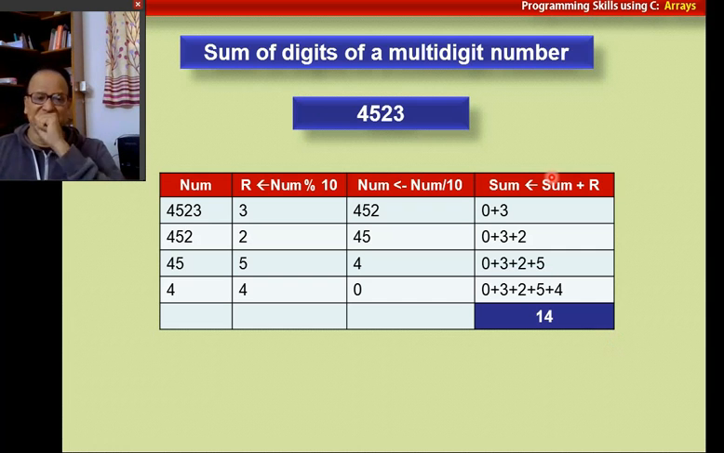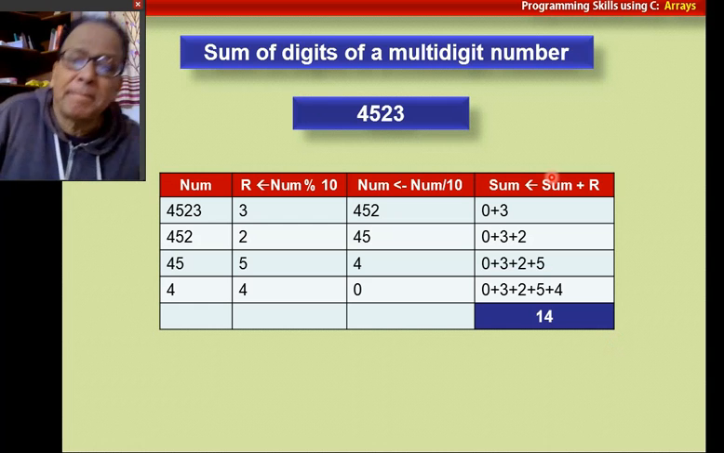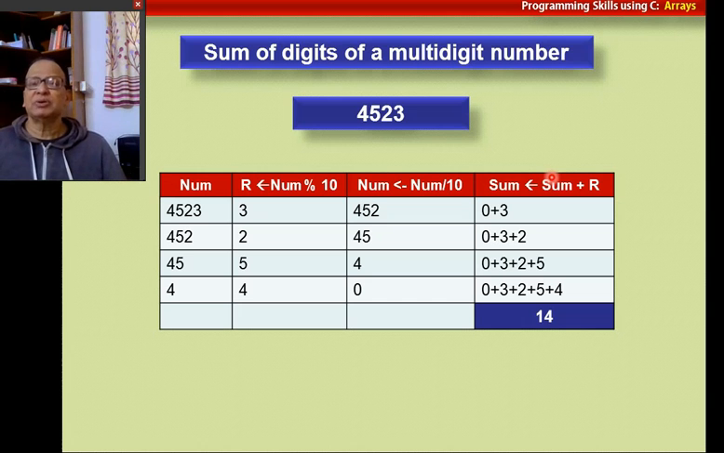Sum of digits of a multi-digit number. So, for example, 4,523. We want to find out the sum of all the digits. That is 4 plus 5 plus 2 plus 3, which is going to be 14. How are we going to find it out? In this case, we have to get each digit every time and then add it to the previous sum. That is what we are going to do.